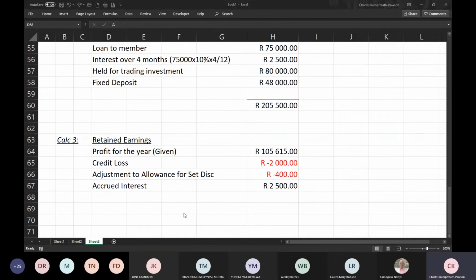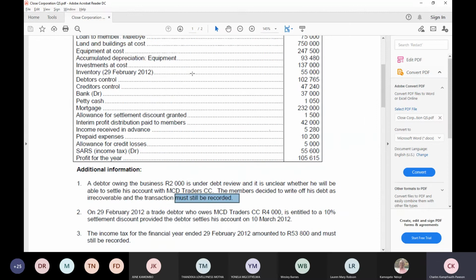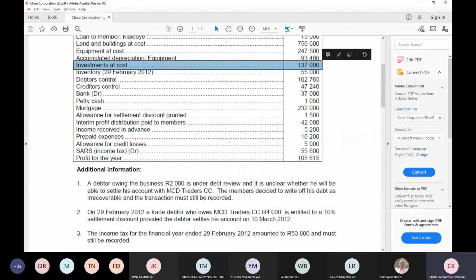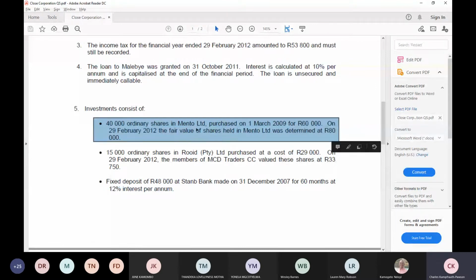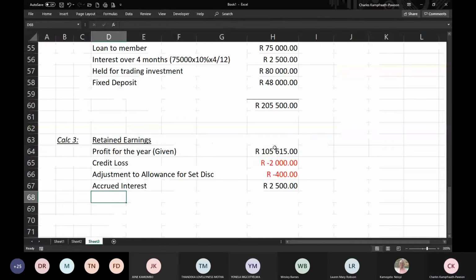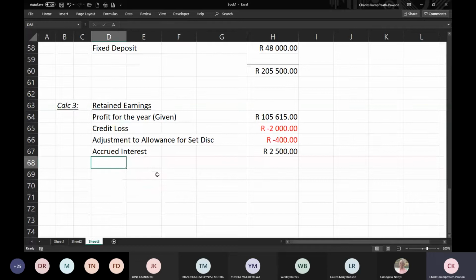Staying with the investments. Remember we said the investment is shown at cost. So if I look at held for trading, which must go through profit and loss, it was purchased for 60,000, or the value was 60,000, and it has now moved to 80,000. So that 20,000 jump must be recorded in my retained earnings, to the profit for the year. Everybody happy with that?